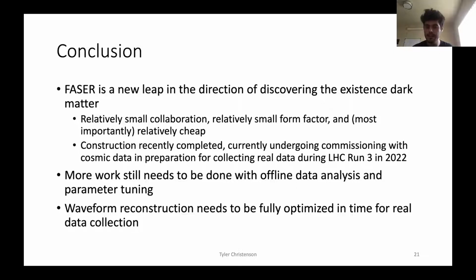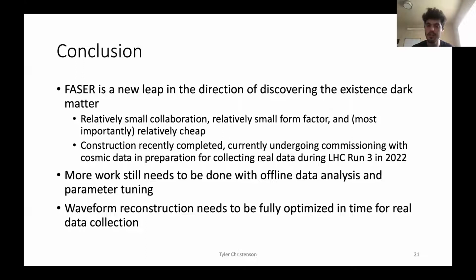The construction, like I said, is already completed, but we're still working on some commissioning with cosmic data, so just data from the atmosphere, not actual data from the LHC, but just stuff to calibrate our detector. But it is going to be ready to collect data during Run 3 in 2022.